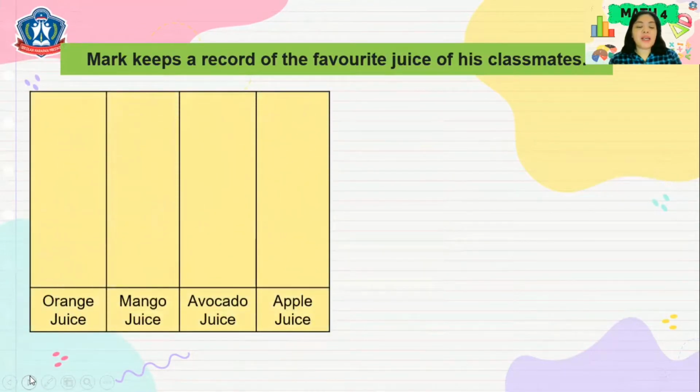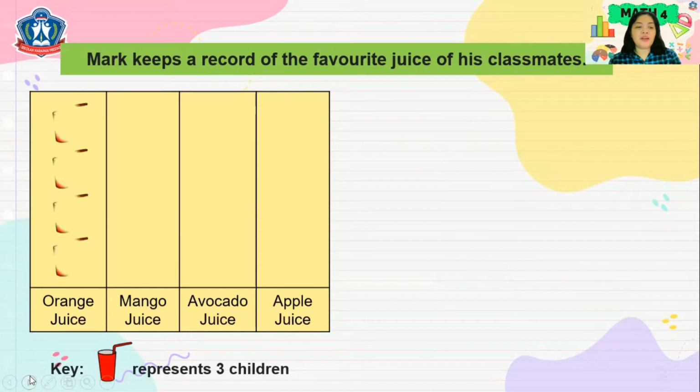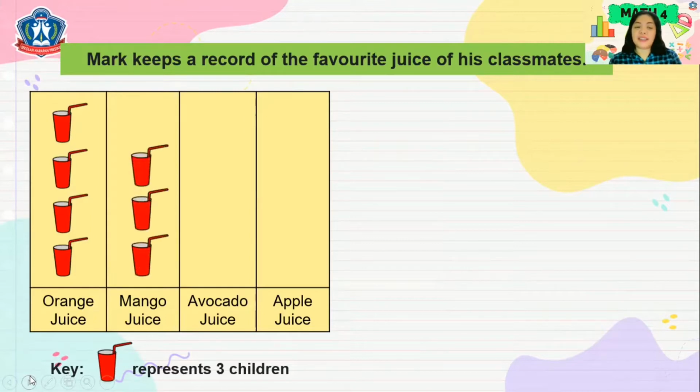Okay. So we have here a key. It means that one glass represents 3 children. So if we have 4 glasses, it means we have 12 children because we will multiply the 4 glasses by 3. So orange juice, there are 12 children. Mango juice, 3 glasses, so 3 times 3, that is 9 children. Avocado juice is only 1 glass, it means only 3 children. Apple juice has 2 glasses, so it means 6 children.